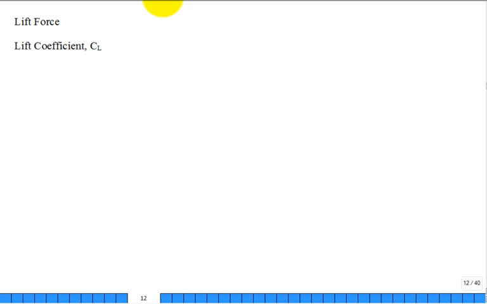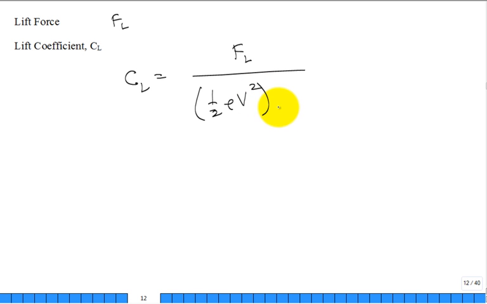So we have lift force, F_L, lift coefficient. We could do that just like our drag coefficient. We have to normalize it. Let's normalize it by 1/2 rho v squared. But I need an area. And so what area do I multiply in the lift coefficient?